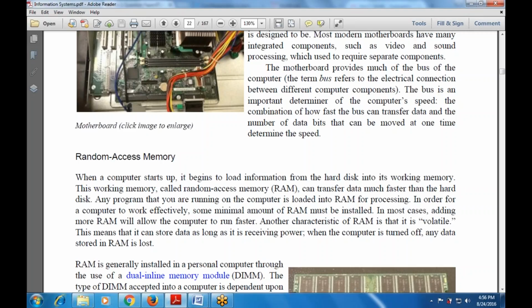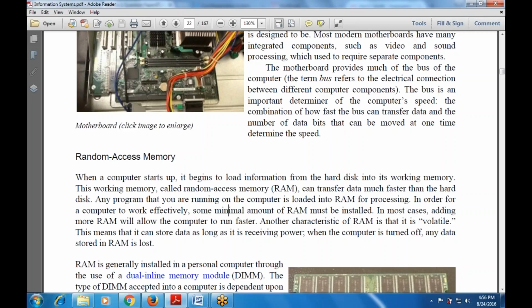It is an internal memory, in the form of volatile memory. Volatile memory means it can store the data as long as it is receiving power. When the power is turned off, any data that is stored in the RAM is lost. So whatever data is stored in the RAM is lost; that is volatile memory. It can store the data only as long as it is receiving power.